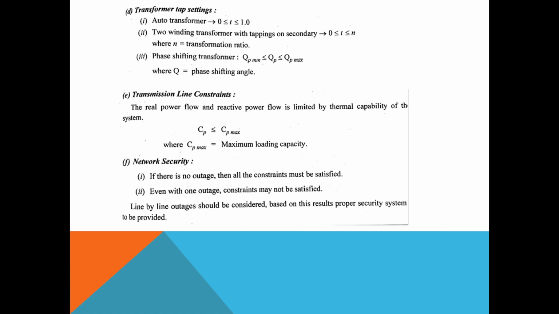Next constraint is transmission line constraint. Here the real power and reactive power flow is limited by thermal capacity of the system. Cp should be less than or equal to Cp max, where Cp max is maximum loading capacity. Next one is network security. If there are no outages in the system, then all constraints must be satisfied. Suppose if there is any outage, that is a fault, then constraints may not be satisfied.